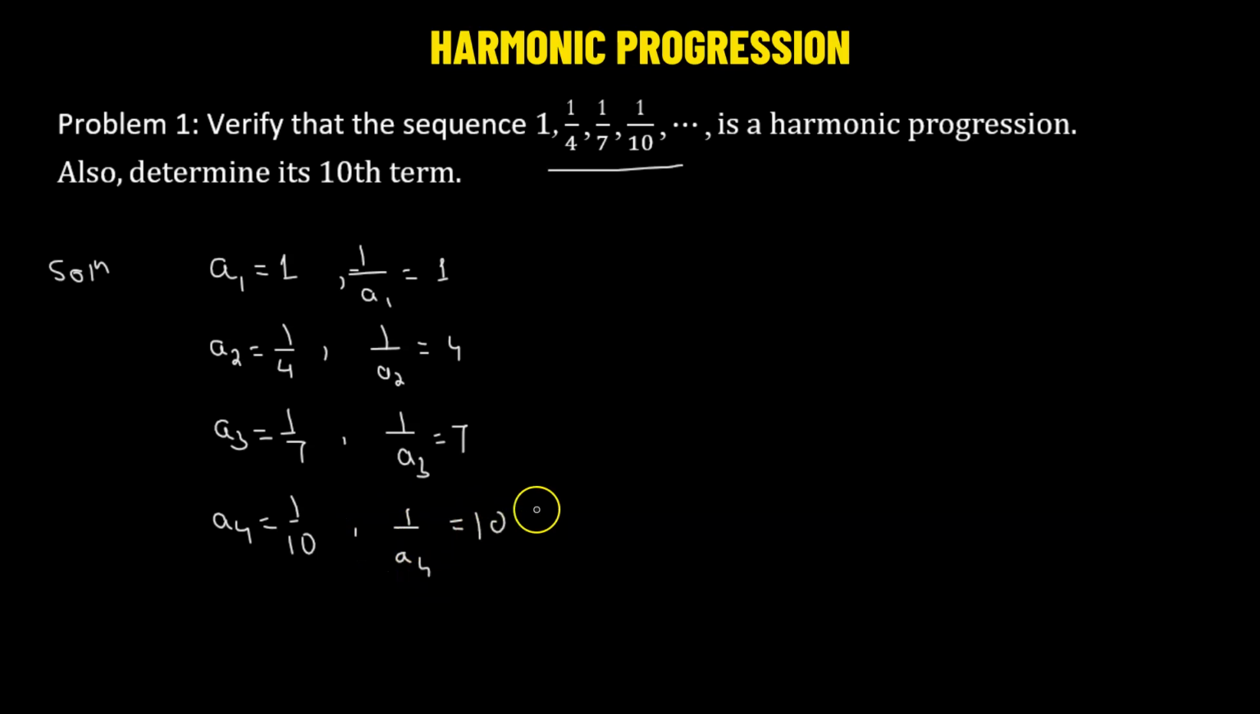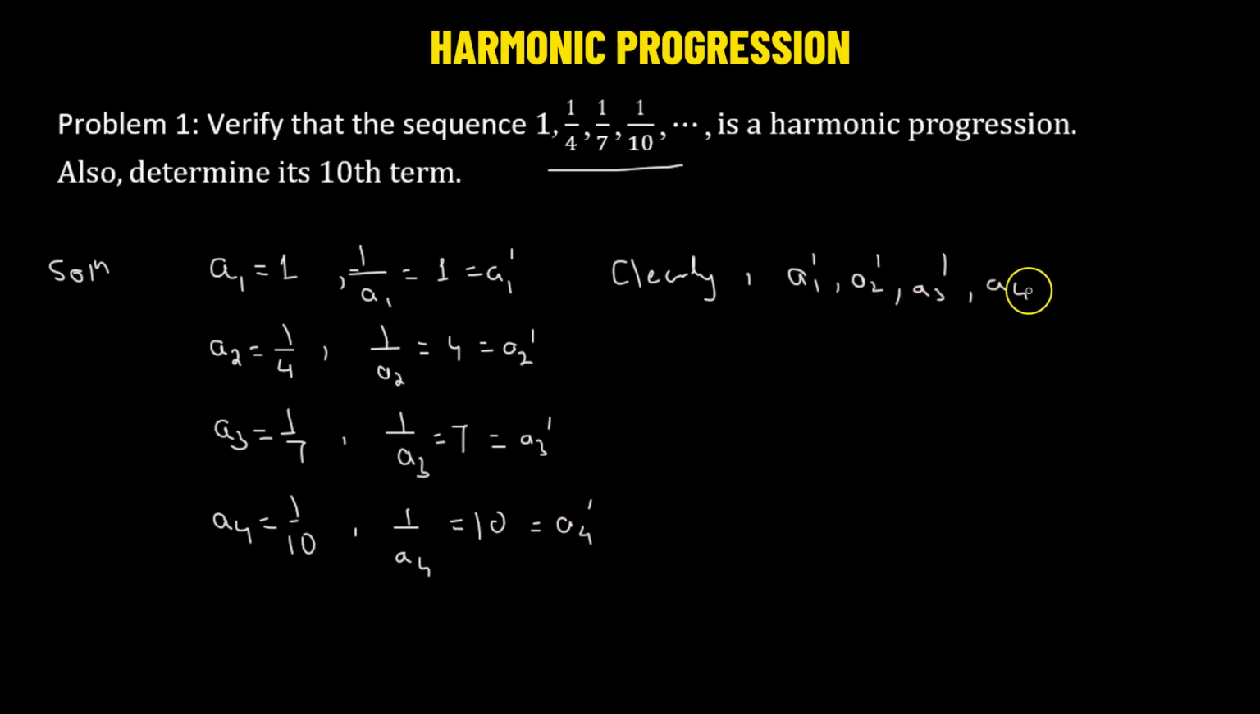Now clearly we can see here that let's call 1 over a1 as a1 prime, 1 over a2 as a2 prime, then 1 over a3 as a3 prime, and 1 over a4 as a4 prime. So clearly we can say that a1 prime, a2 prime, a3 prime and a4 prime form an arithmetic progression. The terms are 1, 4, 7, 10. This sequence forms an arithmetic progression because clearly we have a common difference of 3.